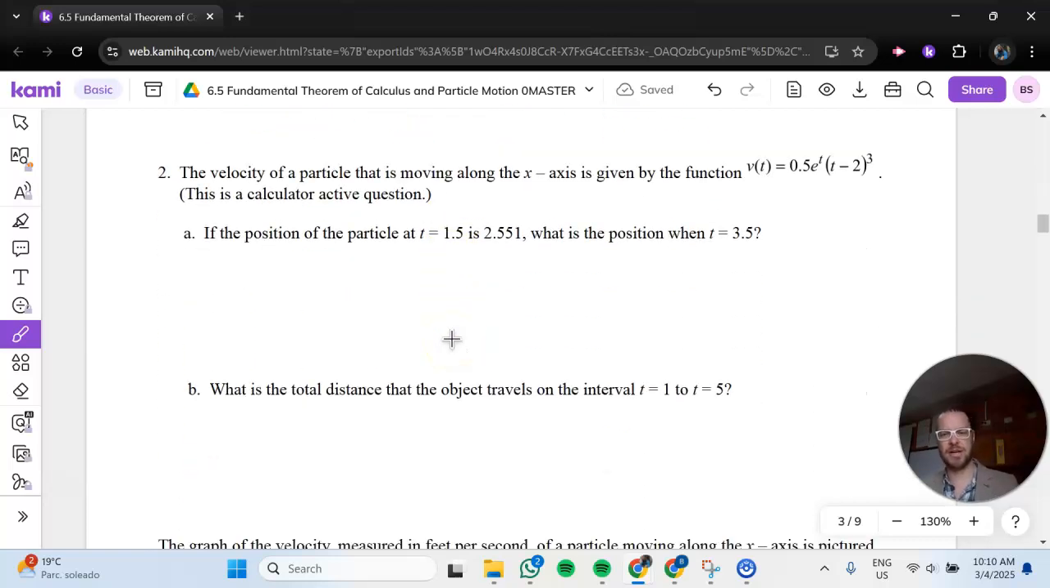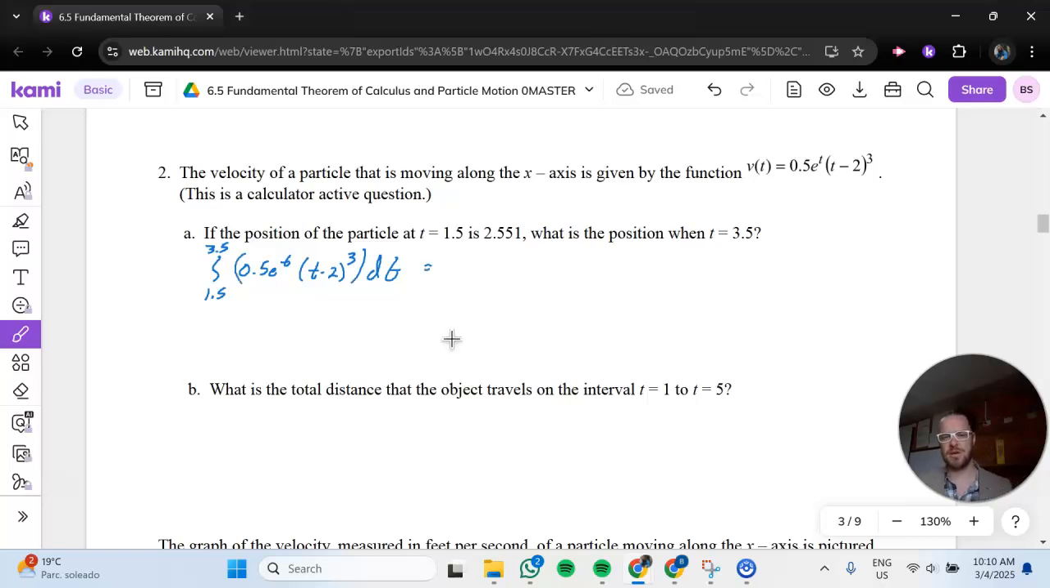All right, so then let's keep going, and let's take a look at this new one. We're going to look at something that's got an exponential in it here, okay? The velocity of a particle that is moving along the x-axis is given by this function here. And if the position of the particle at t equals 1.5 is 2.551, what is the position when t equals 3.5? So obviously, if those are the two things that we're given and looking for, I have to integrate around those, right? I can't do it otherwise. And I need to integrate the velocity function. So that's 0.5 e to the power of t times (t minus 2) cubed dt, and I should have brackets around that whole thing there.